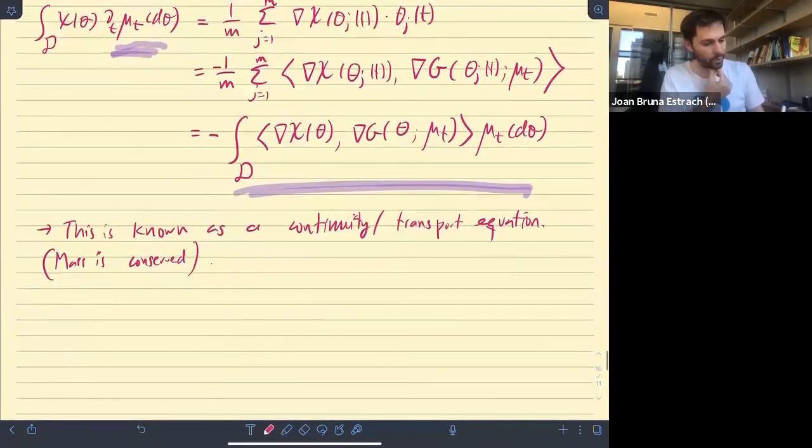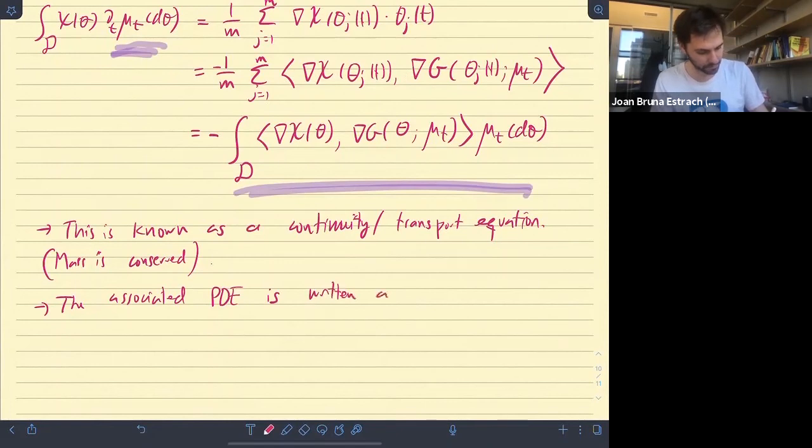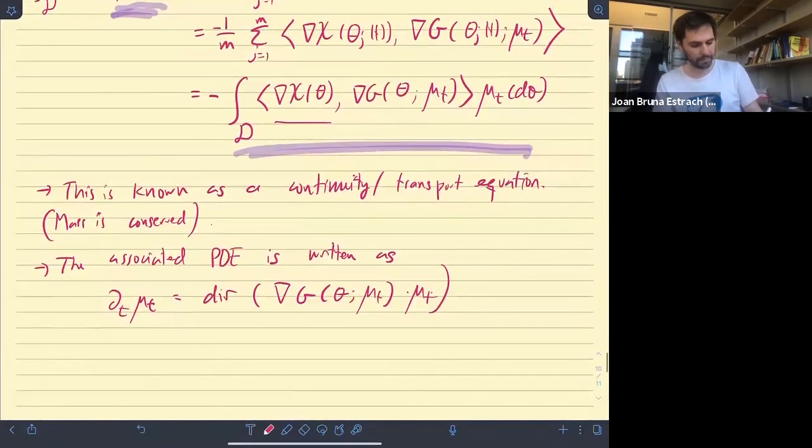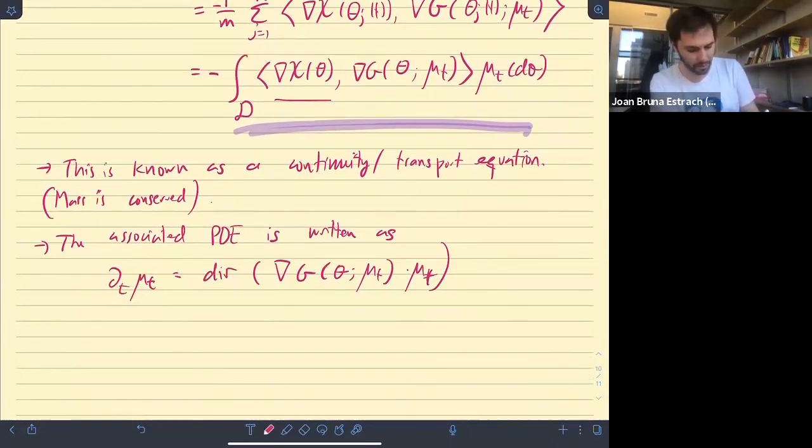Another way to write this equation is in weak form. In short, the derivative of mu t is just the divergence, and this divergence is saying that I first need to take the gradient of the test function, of the gradient of the potential at mu t, times mu t. Okay. And this PDE is known as the Liouville equation.